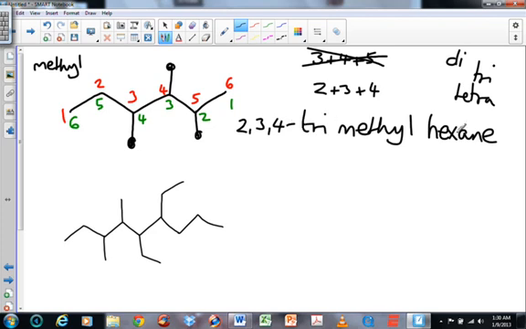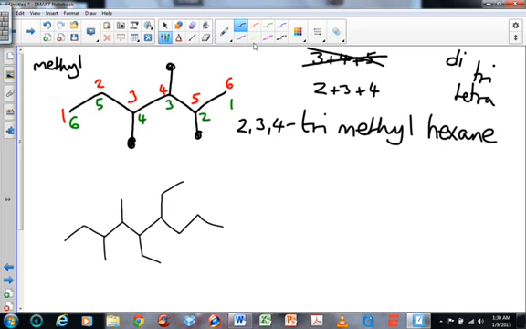2, 3, 4 trimethyl hexane. The only place we use the hyphen is here because it's the only place we separate numbers and letters. We always use the commas here because we're separating numbers. Now, here we get down to one that's quite a bit more complicated.